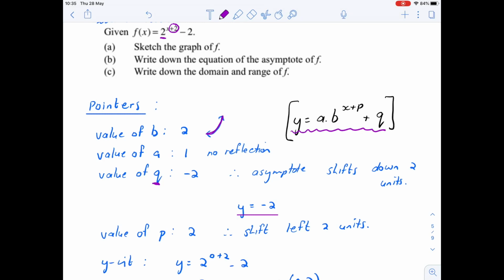Okay, so we've kind of got an idea now of what this is going to look like. If I just draw a quick rough sketch, it moves down to minus 2, and it's going to do this shape. Now we need to just end up by finding out what the x and the y intercepts are.